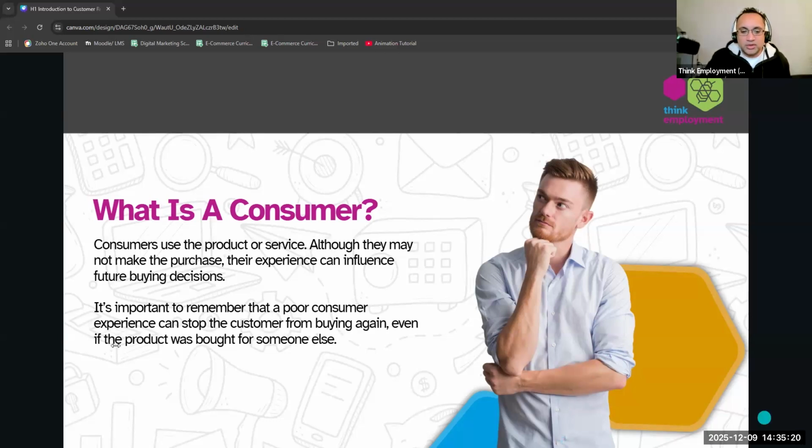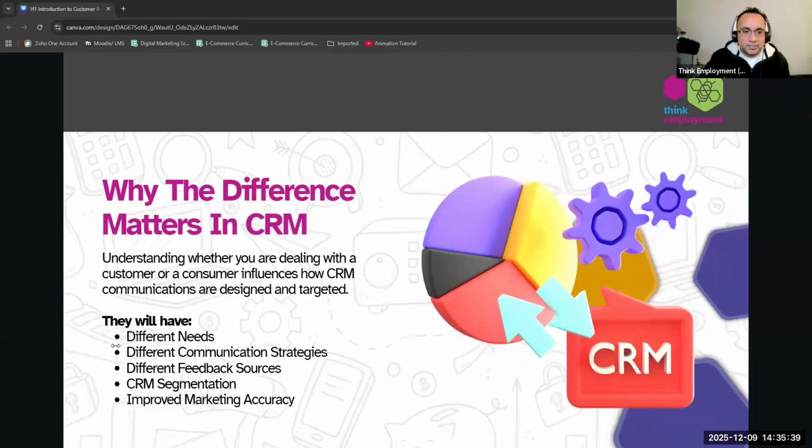So each of these individuals, if it's the same person, it could be the case where somebody who was on a trial is now subscribed or has decided to purchase the service, or it could be two different people. Both of these are important. Both of these have to be tracked, and they are in the CRM. So why does the difference matter in CRM? Understanding whether the person you're dealing with is a customer or a consumer influences how the CRM communications are designed and targeted.